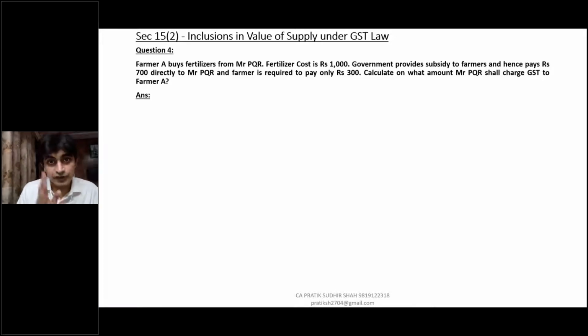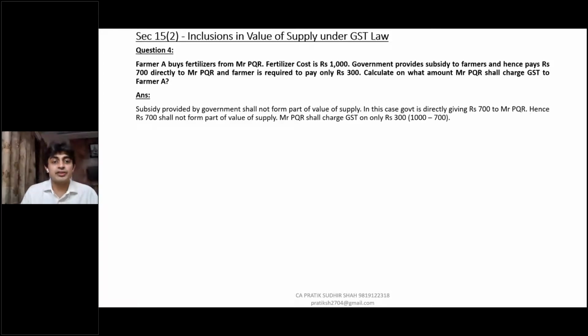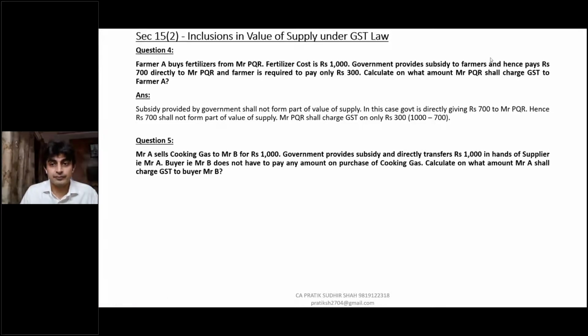See this. If subsidy is given by the government, it shall not be included in the value of supply. Again, subsidy is given by whom? Government in this case. Hence, जो 700 rupees government ने दिए, उस पे GST नहीं लगेगा. GST will be charged on only and only rupees 300. Okay, so subsidy given by government is not to be included.